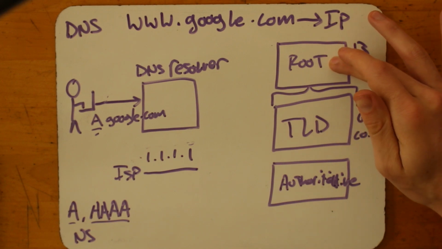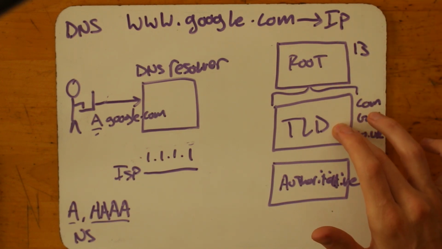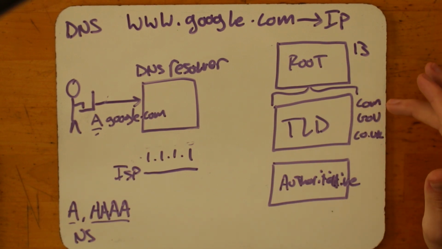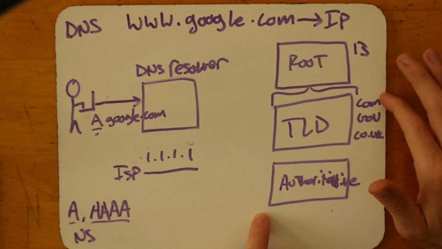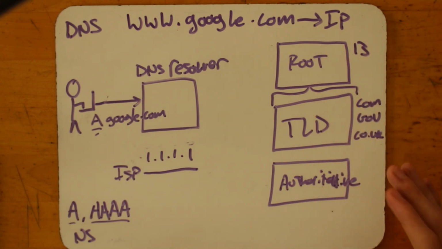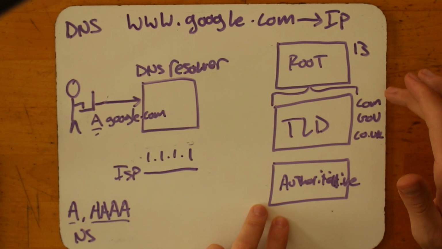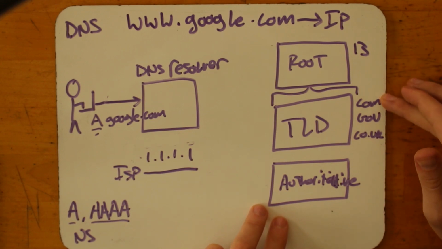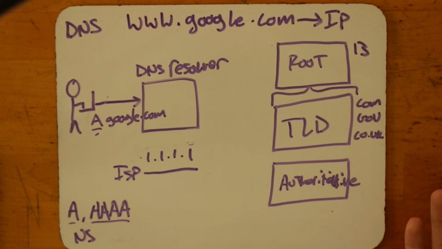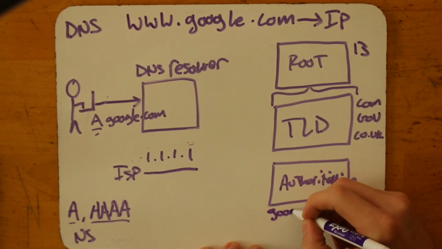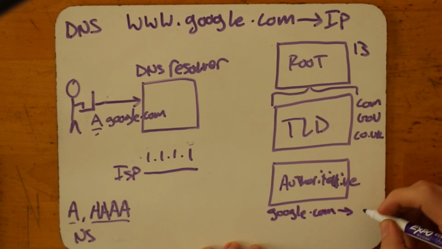So it's the root server's responsibility to know about all of the different TLD servers that exist, and each individual TLD server is responsible for knowing about all of the authoritative DNS servers within their top-level domain. So the COM TLD server knows about all of the authoritative DNS servers for any URL ending with .com. These authoritative servers are operated by the people who actually own the URLs. So in our case, Google is going to be operating an authoritative DNS server that contains the actual mapping of google.com to some IP address.